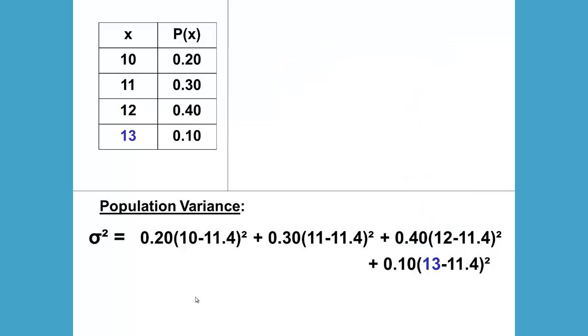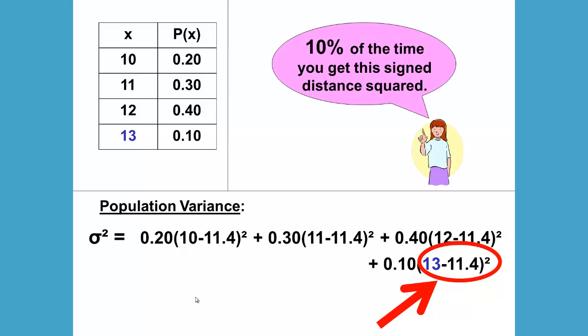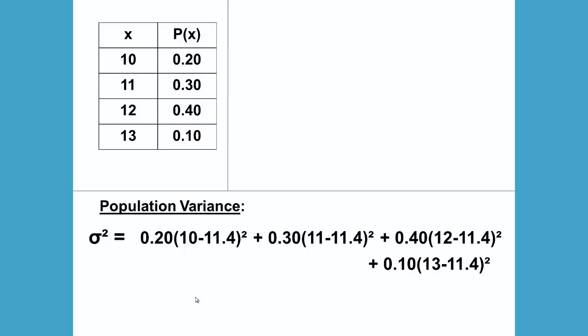Moving on to data value number 13, we get 13 minus 11.4 squared, which is the signed distance squared. And 10% of the time we get this signed distance squared. I think that's a tongue twister.